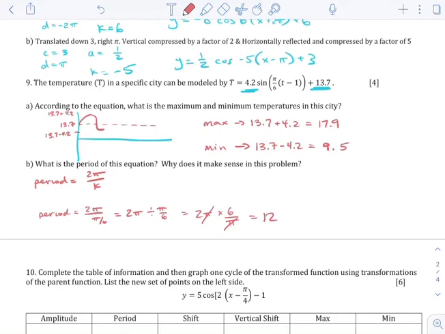And why does that make sense? Well, there's 12 months in a year, and then it repeats. So I would expect the period to be 12 months before that cycle repeats.